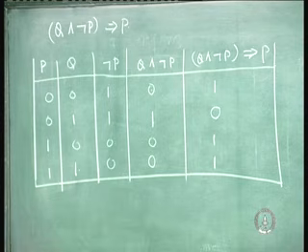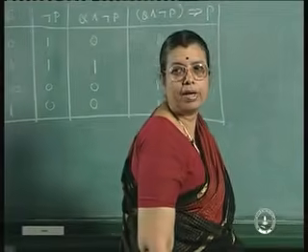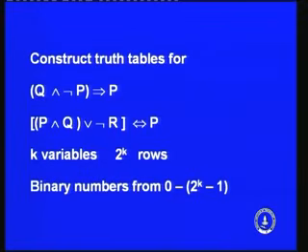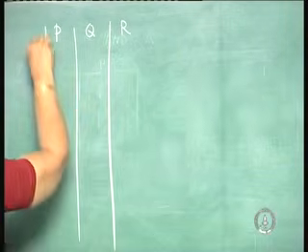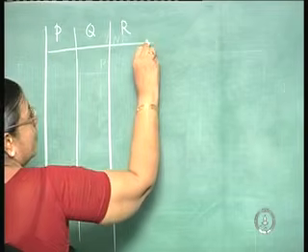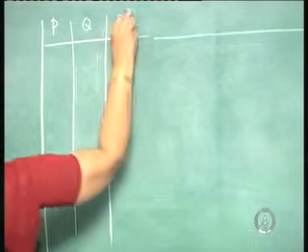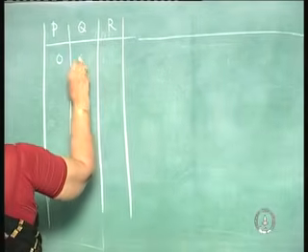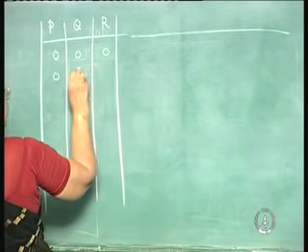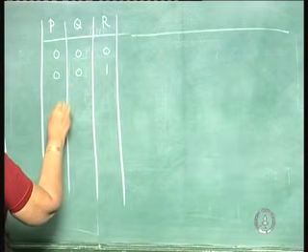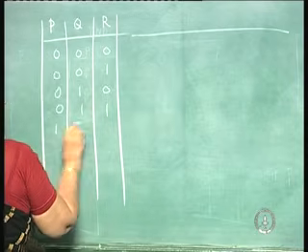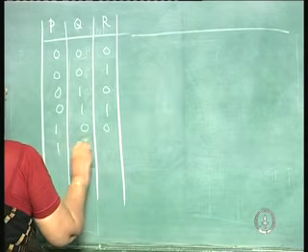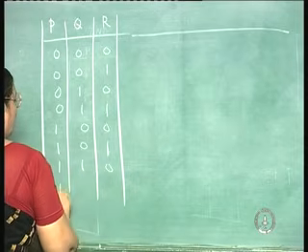Now let us take the other one. P and Q or not R is equivalent to P. There are three variables P, Q, R. So there will be three columns for them and there will be all possible assignments for them. That will be 0, 0, 0. Usually you write them in this order so that they are representing numbers 0, 1, 2, 3, etc. 1 0 1, 1 1 0, 1 1 1.